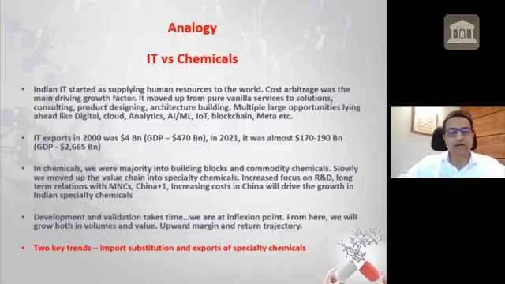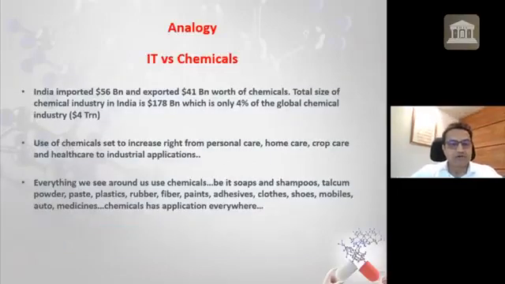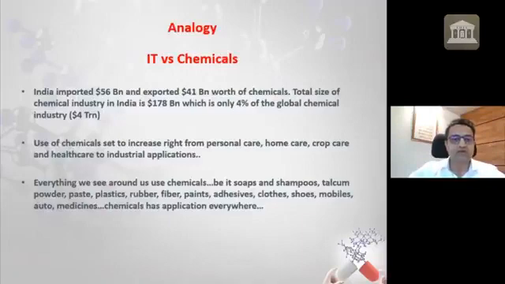So there are two key trends that we need to understand in the chemical industry. One is obviously import substitution. Right now, if you actually see, India imports almost $56 billion of chemicals. And second is export of specialty chemicals. Almost $56 billion of import can be replaced by some of the companies in India. Second is the total global chemical market, which is $4 trillion. Our industry is only $178 billion, which is just 4% of the total global chemical industry.